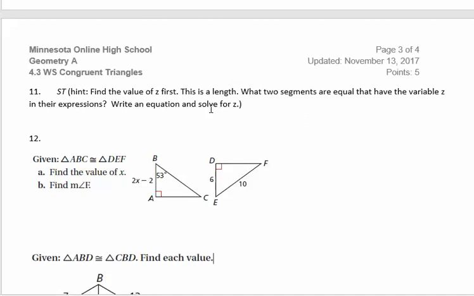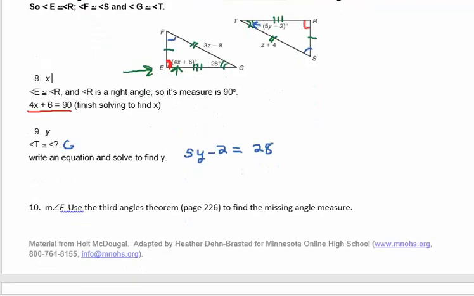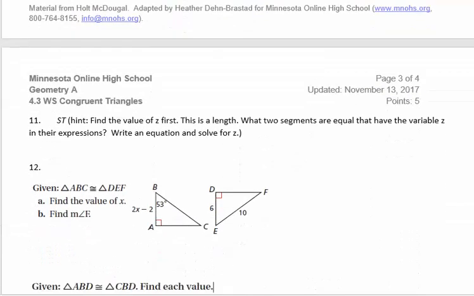And then there's one more question that goes with this, which is ST. And ST is a side length, and that is marked as equal to z plus 4, and it's also congruent to FG, which is 3z minus 8. So 3z minus 8 equals z plus 4, and then you can solve for z, and then plug back in to find the length of ST.